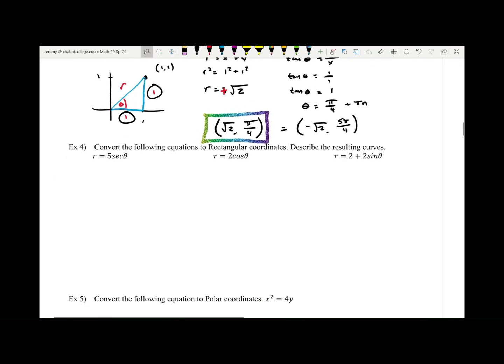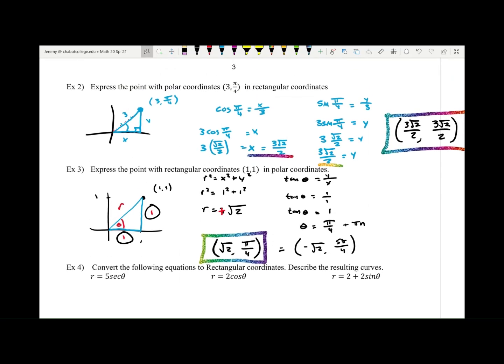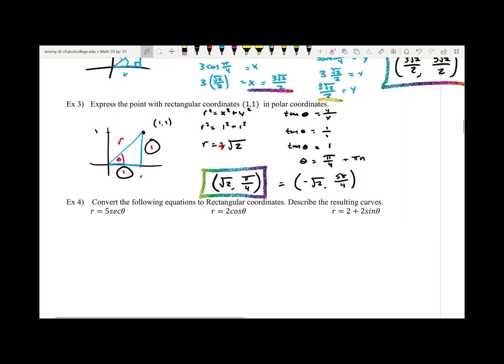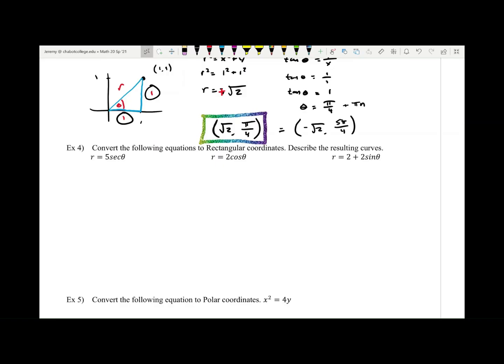Okay. So we've talked about polar coordinates, how you represent some position in the polar plane. It turns out we also have polar equations. We're going to talk a lot more about these in section 8.2, and we're going to look at the crazy types of graphs that you end up with. But for now, we've got some equation in polar coordinates, for example, r equals 5 secant theta. What if I wanted to convert this into rectangular coordinates? And then for this problem, we'll describe the resulting curve.